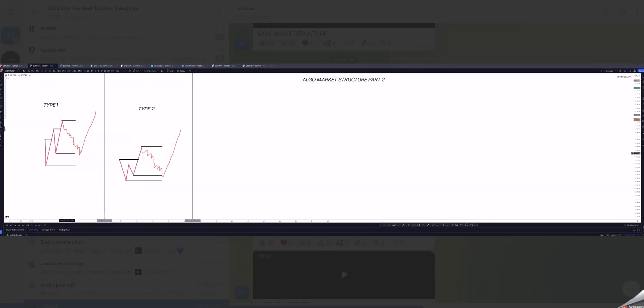Type 1, type 2. In type 1, we have two breaks. Price takes out the closest low, then price takes out the high. In type 2, we have this low here before price takes out the higher high. Before price takes out the higher high, we have this low, so that makes this one the B instead. So in this case, this is the A, the B, and the C.